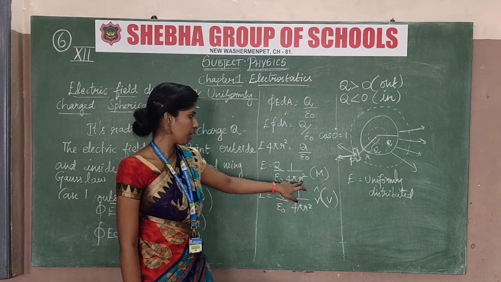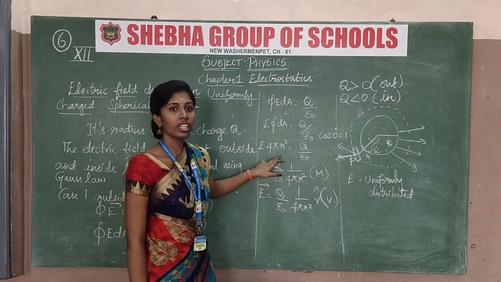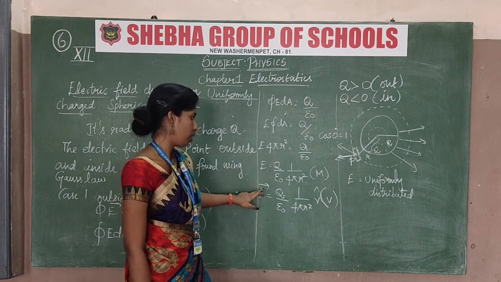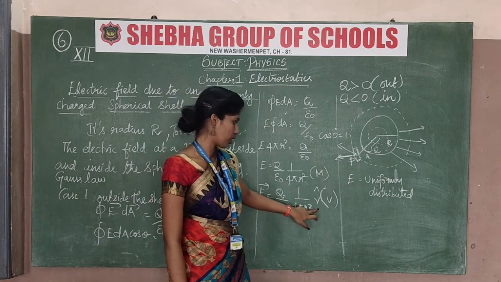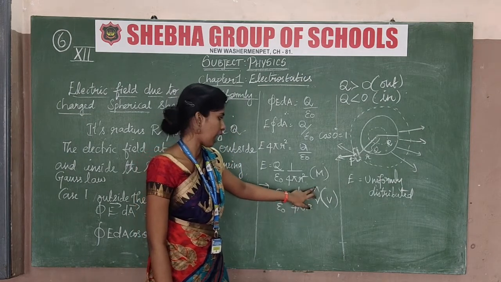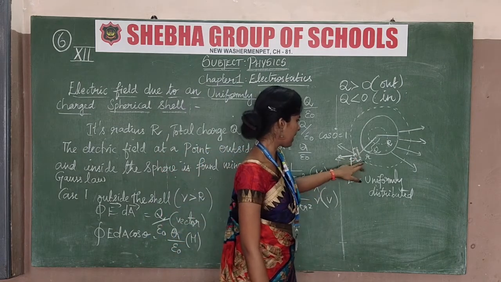So 1 by 4 pi r square, it's a magnitude form. Okay, it's not a vector form, it's a magnitude form. So this will be transferred into the vector form. So E vector is equal to Q by epsilon naught, 1 by 4 pi r square, r cap. It's a unit vector, no? So the r is a r cap. It's a vector form.